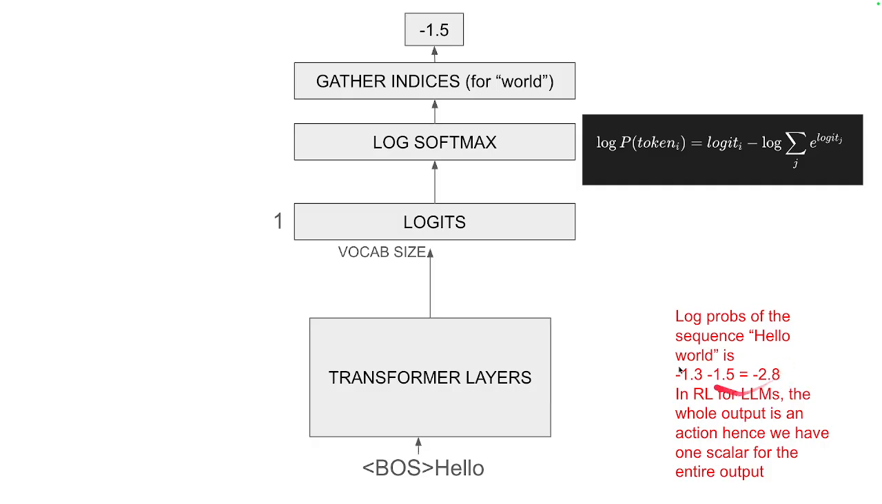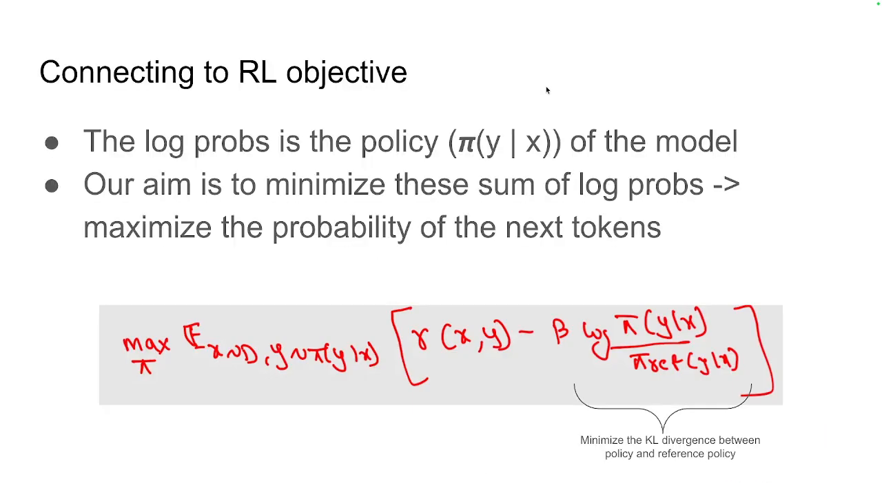If you increase the probability of each of these tokens, that means you are increasing the log probs, and if this is a loss, then you are basically reducing the loss. That's what we want: to reduce the loss and increase the probability of these relevant tokens. So this is the basic idea about log probs, and we'll be using that all throughout our alignment algorithms.